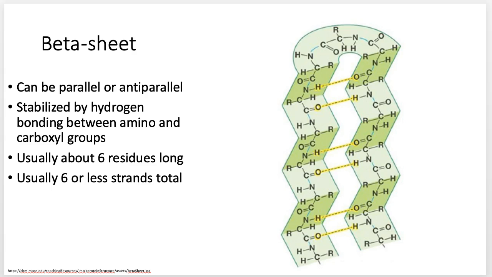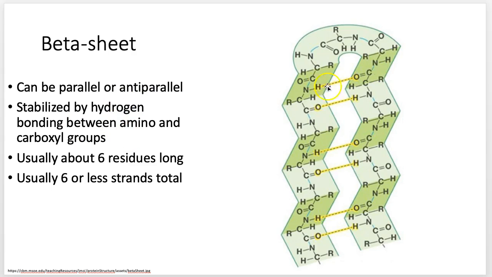Now let's talk about beta sheets a little bit. It can be parallel or anti-parallel. In the next slide, I'm actually going to show you what that looks like. So this would be anti-parallel because they're kind of flowing anti. If you went this way and then went really far and then came back again, it would be parallel. But it's not really super important. It's just that there are different ways to have your angles go.